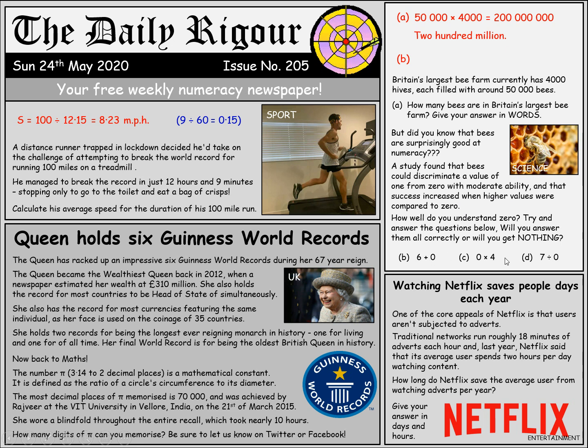So here's a wee kind of zero quiz. So first of all, 6 plus 0. So we should be quite okay with that. So if you start at 6 on the number line and you go up 0 spaces, you would still be at 6. So 6 add 0 is just 6.